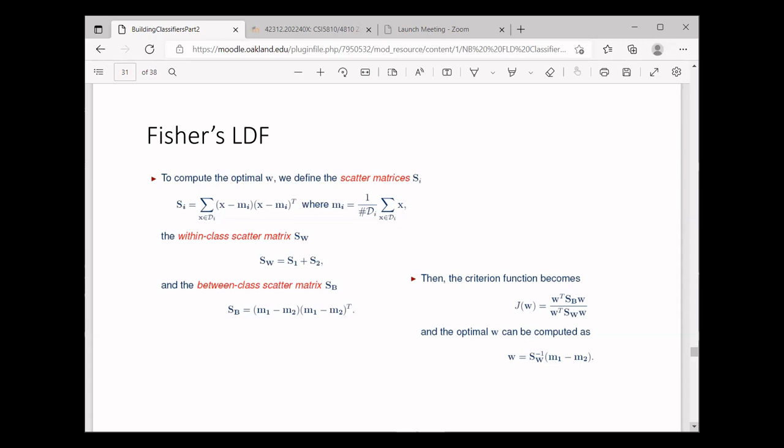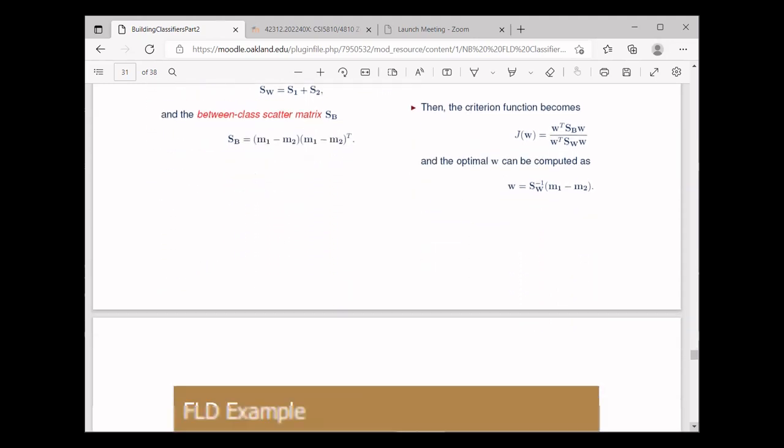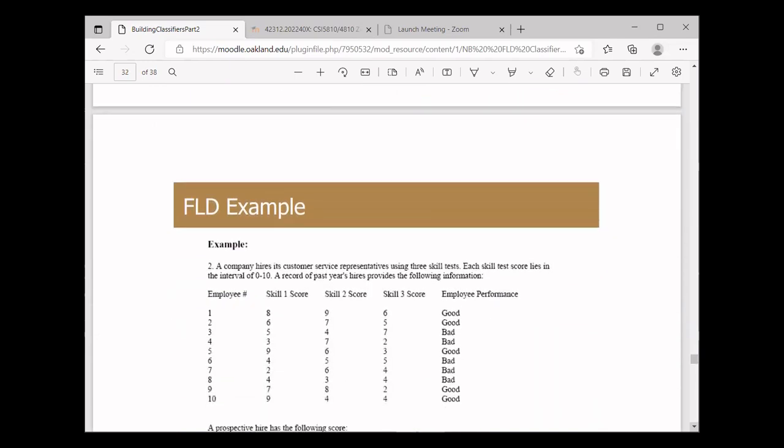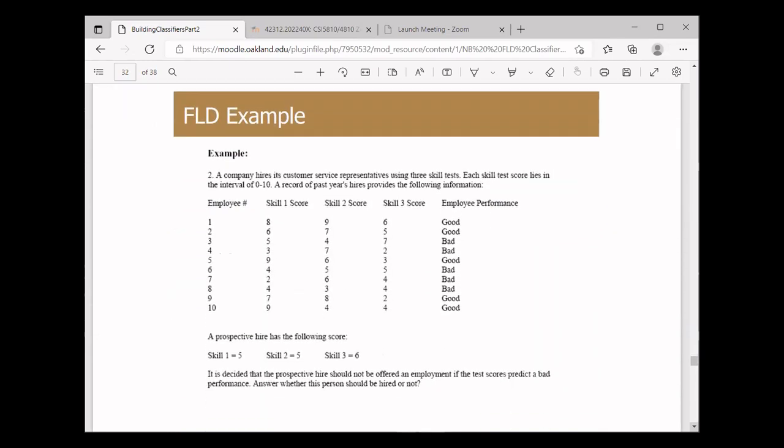So given a collection of training examples coming from two classes, if you want to project them using Fisher's criterion function, you need to pick a weight vector W that is given as S_W inverse multiplied with m1 minus m2. So this is the Fisher's criterion, and we have skipped the actual derivation of this, but this is the end result achieved. So let's look at a simple example here, how you can use this.